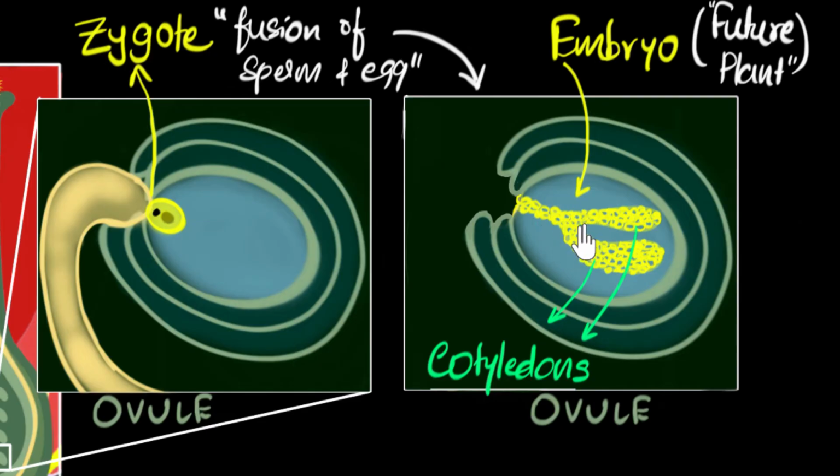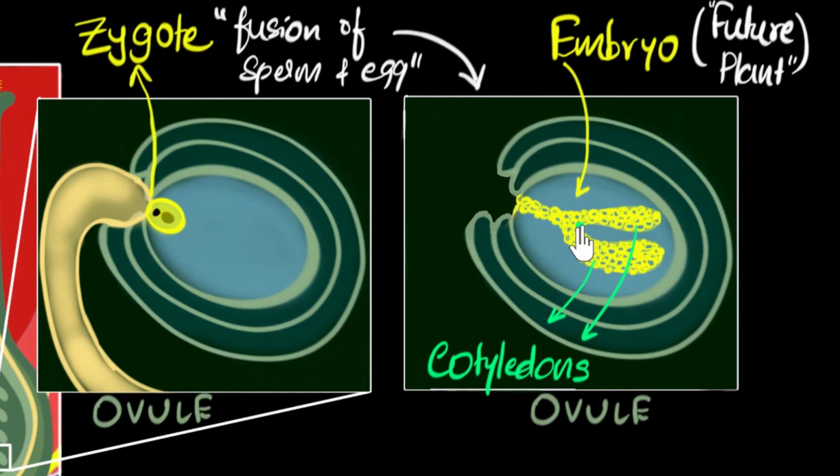And then you can see this part over here. And of course, over here, I have drawn 2 cotyledons, but not all plants will have 2 cotyledons. Some will have 2, which are called dicots, and some plants will have just 1 cotyledon. We call them monocots. You may have learned about that previously.